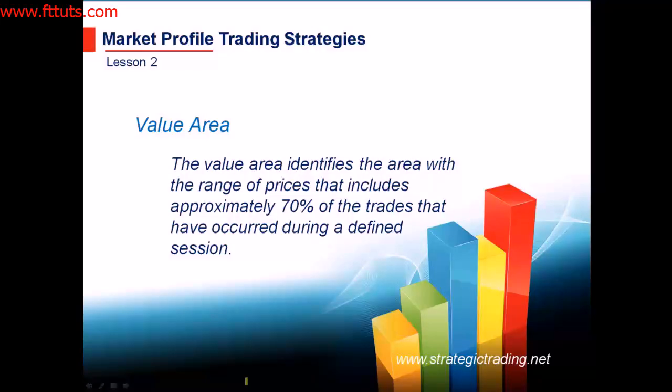We have a lot of data in the market, and now we're going to begin to analyze the data that we're getting from the market on the basis of a normal distribution. By definition, the value area identifies for us the range of prices that includes approximately 70% of the trades that have occurred during any defined session. This is our value area.